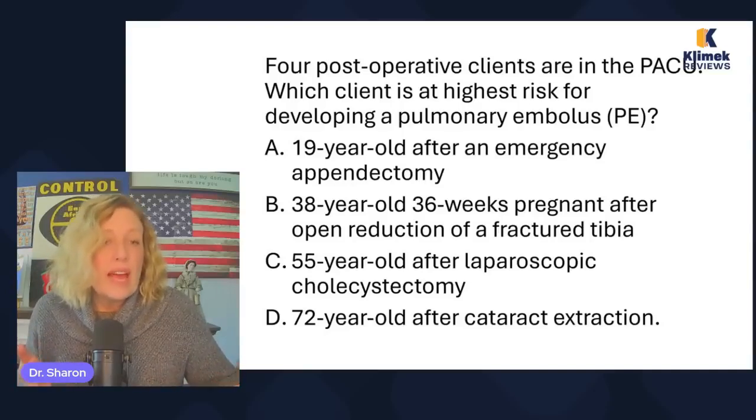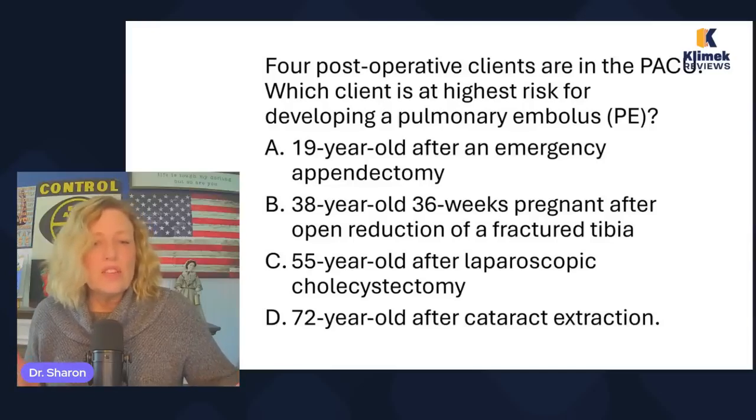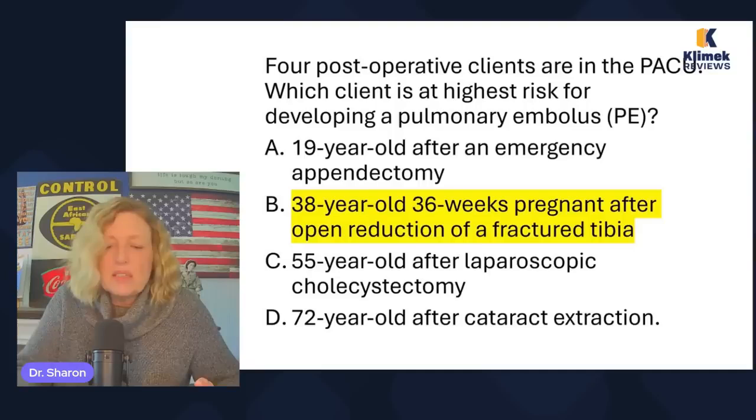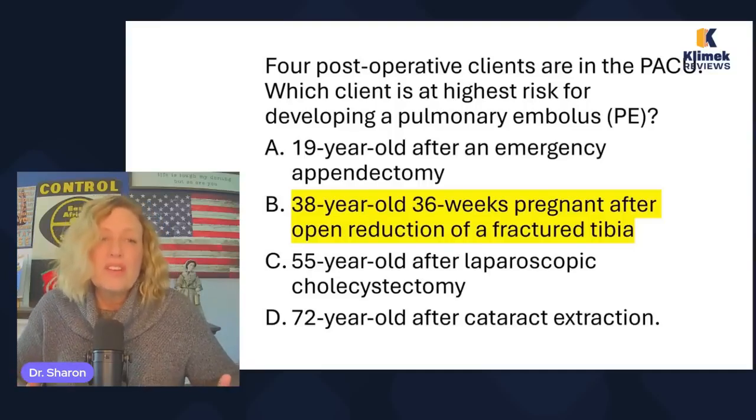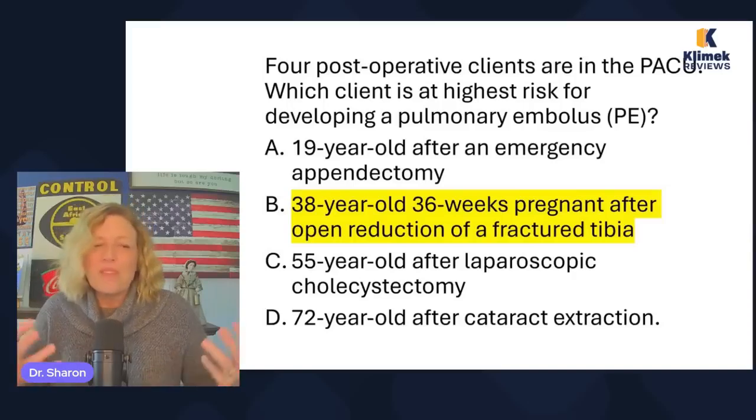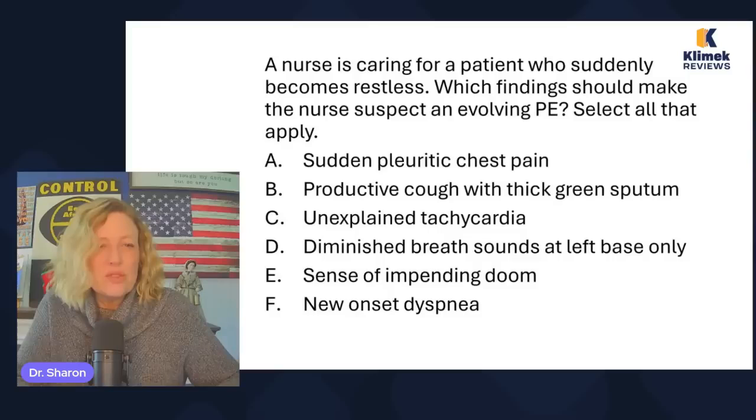So we have A is just one risk factor. C is just one risk factor. D has just one risk factor. B clearly has two risk factors, and actually three. She's pregnant, she had surgery, and she had a bone fracture. So she's definitely the highest risk.